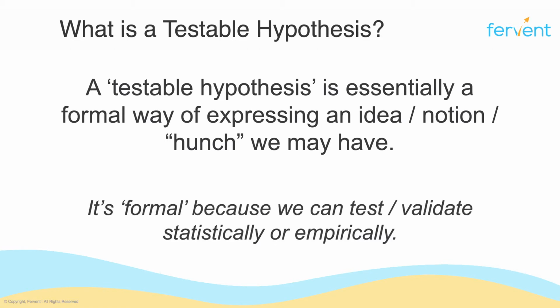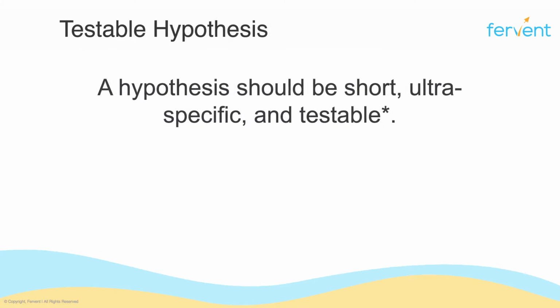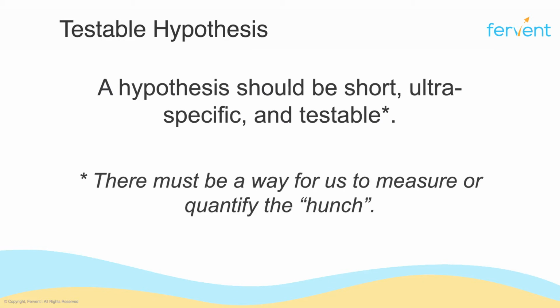Okay, now it's formal because we can actually test and validate this statement statistically. Right, so we can test and validate the statement empirically, working with real-world data. Now, in addition to being a statement, a hypothesis should be short, ultra-specific, and testable. And by testable, of course, we just mean that there must be a way for us to measure or quantify the hunch, right? So we can't create a hypothesis about something that can't even be measured. Because if you can't measure it, then how exactly are you going to test and validate it? Right, so it needs to be short, it needs to be ultra-specific, and it needs to be testable.